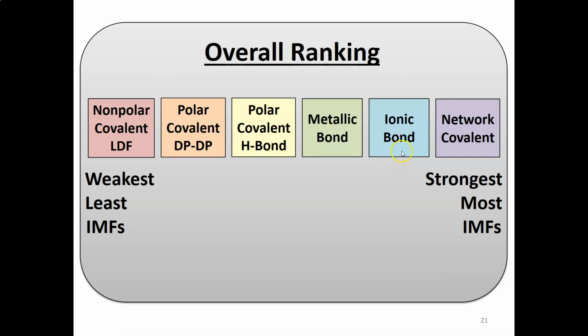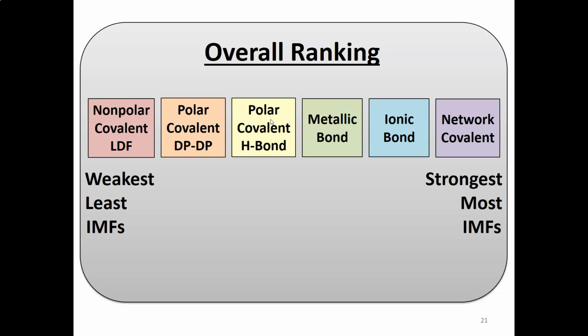So the last slide for this PowerPoint is just showing you an overall ranking from the weakest IMFs to the strongest IMFs. Now, you have to understand this is a horrible oversimplification, right? There are definitely times where you have an ionic substance that might be weaker than something that's metallic. You might have a situation where there's so many London forces that it's stronger than something with a hydrogen bond, right? But we have to simplify it enough that we can learn and practice and progress through our chemistry class, right? If we got so hung up on every exception, we'd never get through anything.